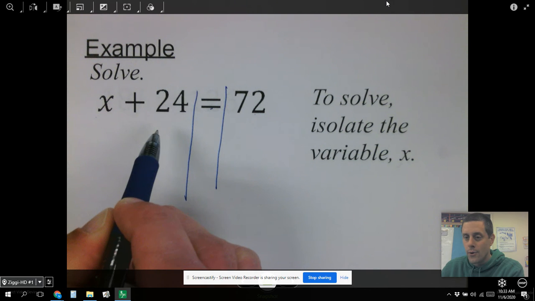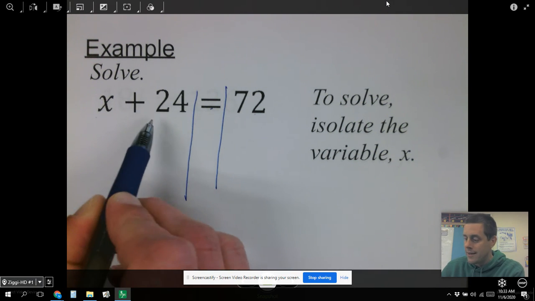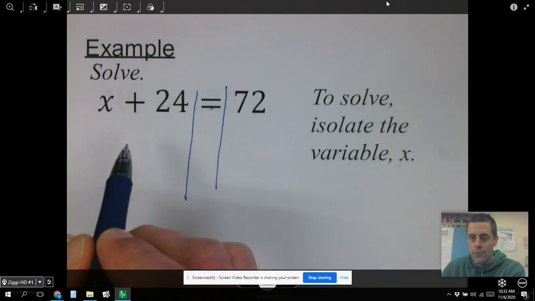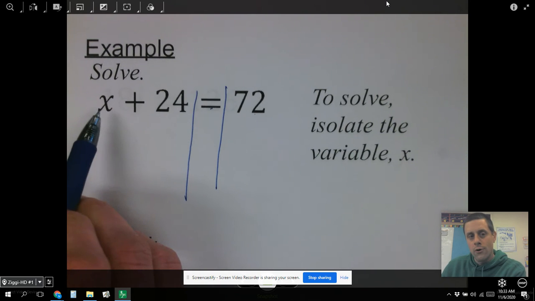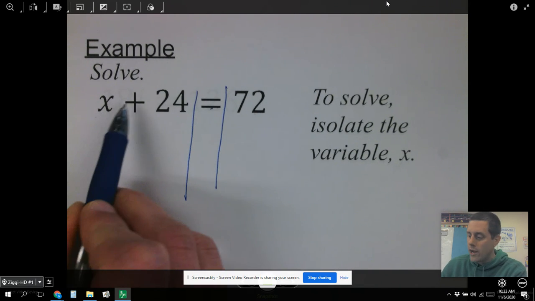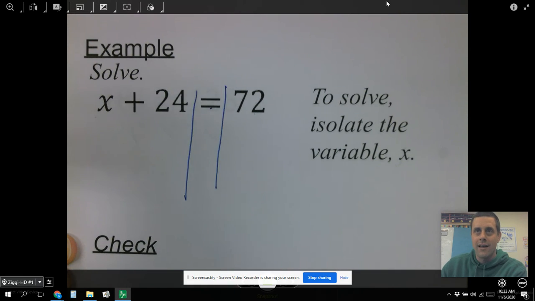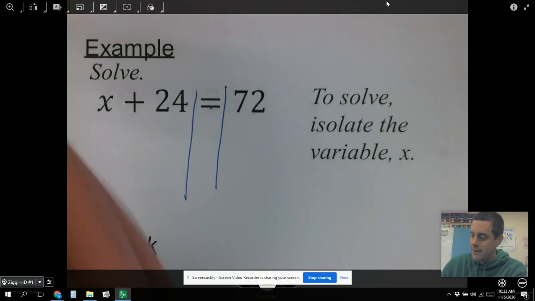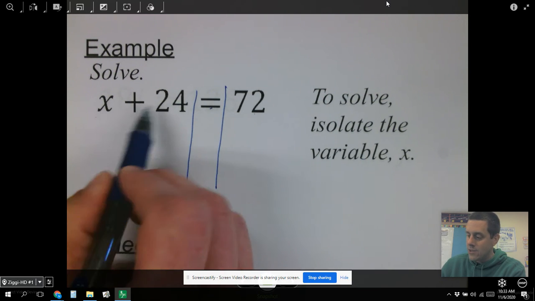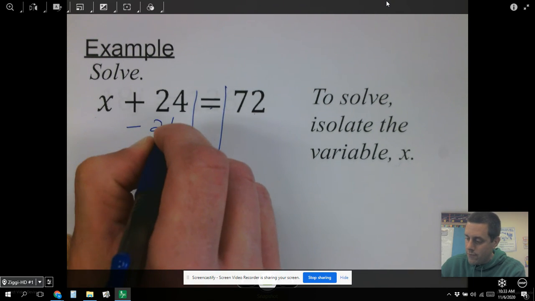And to move it, I'm going to use the inverse property. Inverse, a fancy math word that means the opposite. So if you look at my variable x, right now we are adding 24 to it. Well, the inverse of adding, think, what is the opposite of adding? Well, the opposite of adding is subtracting. So the opposite of adding 24 is to subtract 24.